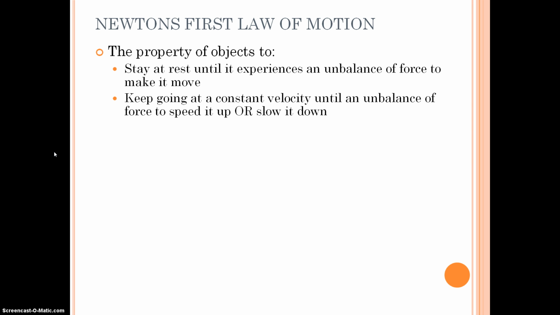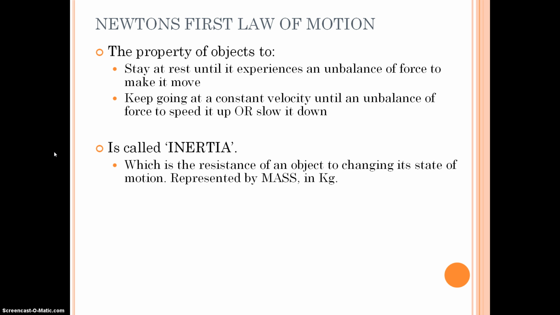Or the property of objects to keep going at constant velocity until an unbalance of force will speed it up or slow it down. So for example, my car's in cruise control. It will keep on going at that 55 miles per hour until it either speeds up or slows down because of an unbalance of force. This property that allows things to do it is called inertia.